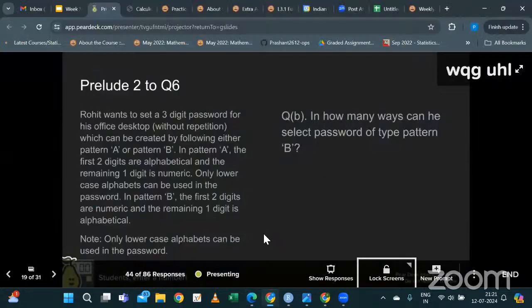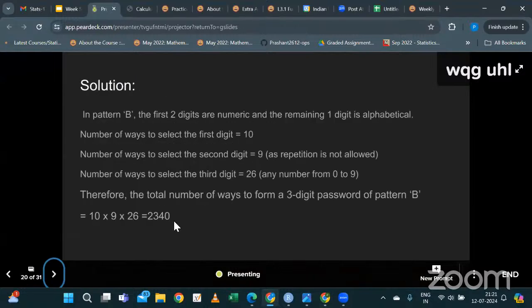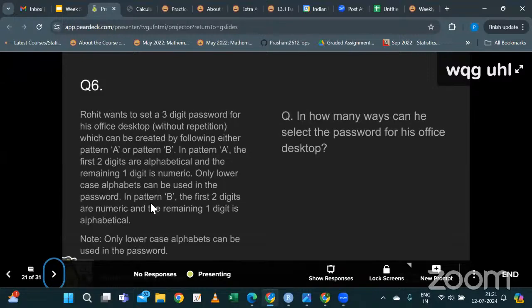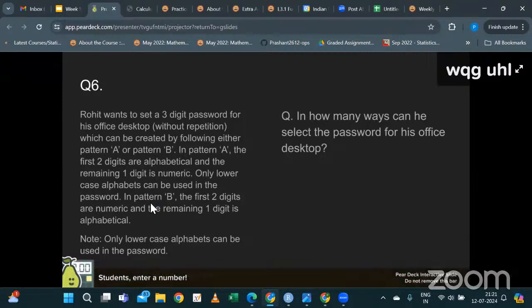So now this is clear to all of you, right? This is the solution part. 2340 is the correct answer, right? Okay, so question number 6 is there. The main question, with the same condition: password of pattern A, password of pattern B. The question is, in how many ways can he select the password for his office desktop? So you have to solve this question. Just think, he can use either pattern A or pattern B.